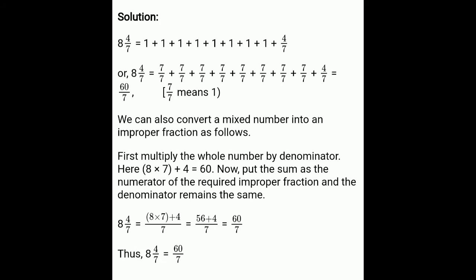So we can also convert a mixed number into an improper fraction as follows. First, multiply the whole number by the denominator. Here 8 into 7. You can see 8 is the whole and 7 is the denominator. Then we got 56. Now put the sum as the numerator of the required improper fraction and the denominator remains the same. So 8 whole 4 by 7 can be written as 8 into 7 plus 4 by 7, which is 56 plus 4 by 7, which is 60 by 7. Thus 8 whole 4 by 7 can be written as 60 by 7.